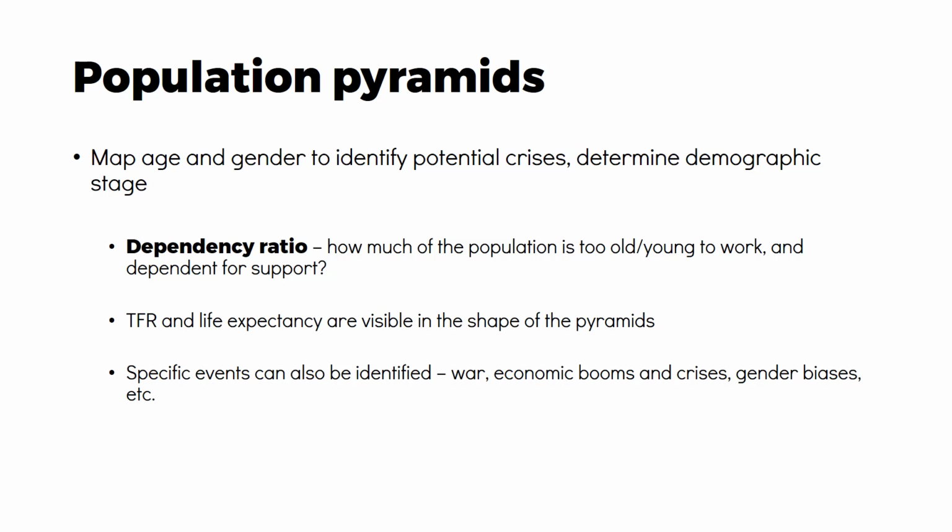This is especially critical in countries which lack economic features like pensions or Social Security. But even Social Security relies upon a significant working population to pay into the system and support those who are currently retired. Total fertility rate and life expectancy are visible in the shape of these pyramids, as we'll see in a moment. Specific events which cause a spike or sharp decline in population for a period of years can also be identified. People are less likely to have children during times of economic stress or war, and often rebound afterwards with a baby boom.